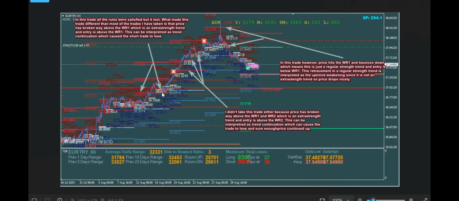Price breaks above the weekly R1, and then the entry is above the weekly R1. And then you can see price moves back to the upside and stops me out. This can be interpreted as trend continuation, which caused the short trade to lose. So we have to remember the pivot progression logic, right?